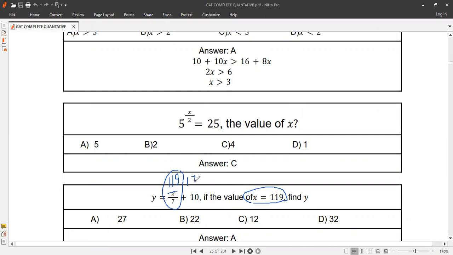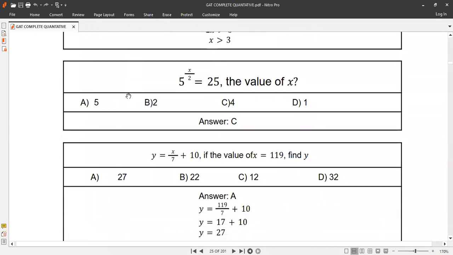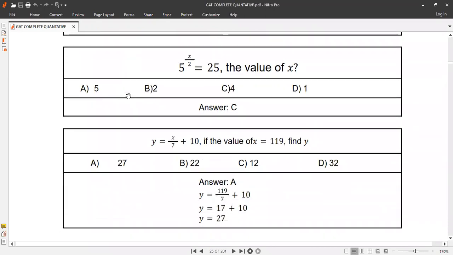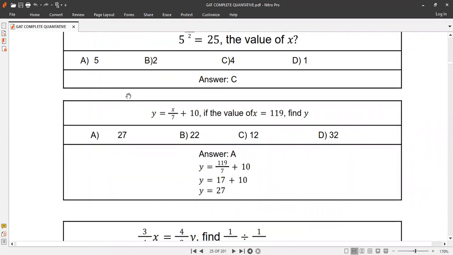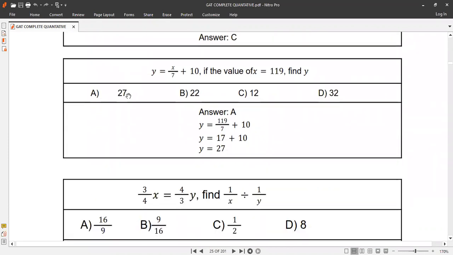Of course, if you don't know 119 divided 7 equals 17, you have to do long division. Then 17 plus 10 equals 27. Now, other question. I told you the videos are very long. You can divide it into parts and watch it as parts.